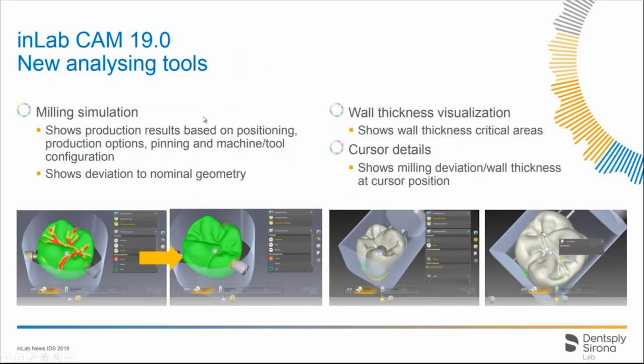We have some new analyzing tools in the CAM software which I really like. One is called Milling Simulation. It shows the production results based on the positioning, production options, and the pinning and machine tool configuration. Also, we have a wall thickness visualization. It shows wall thickness in critical areas. And we have our cursor details where you can see the different thicknesses of our restorations.